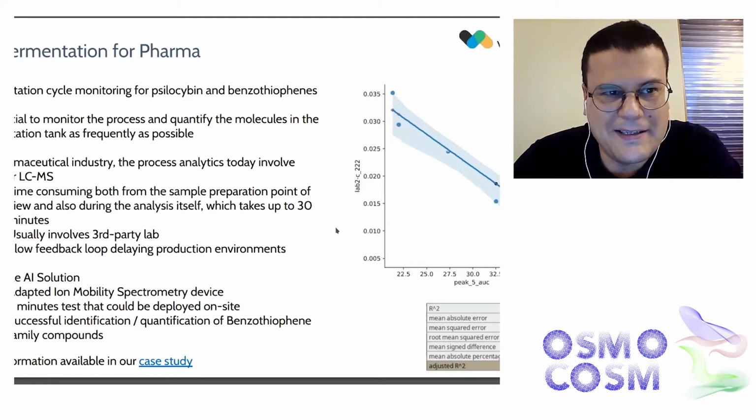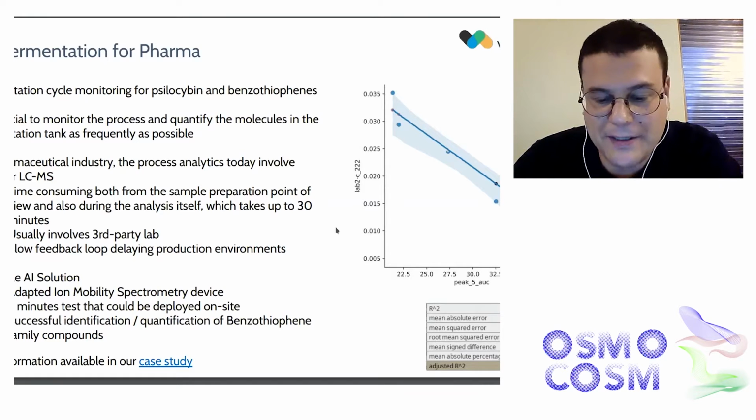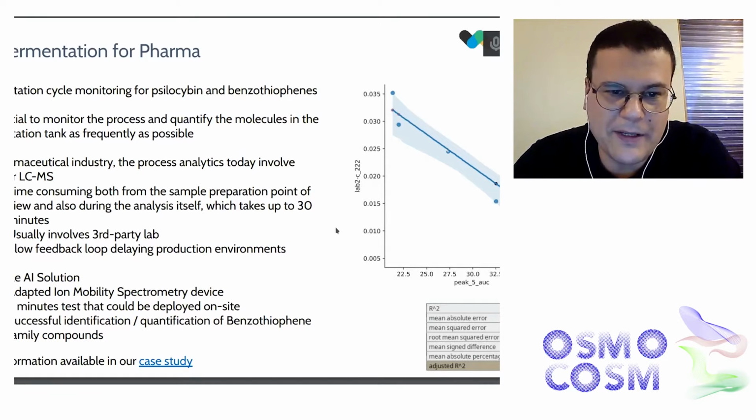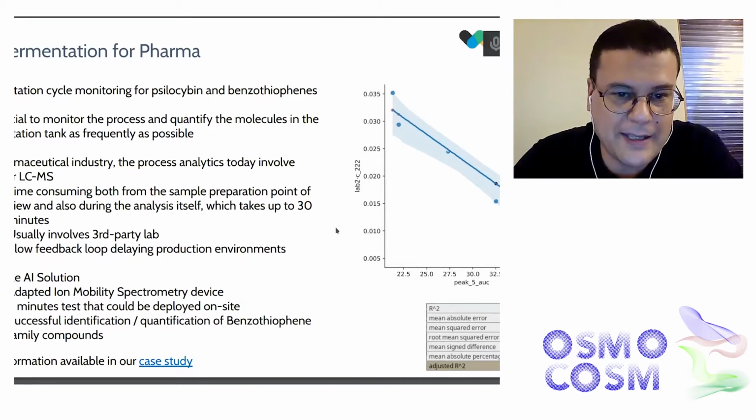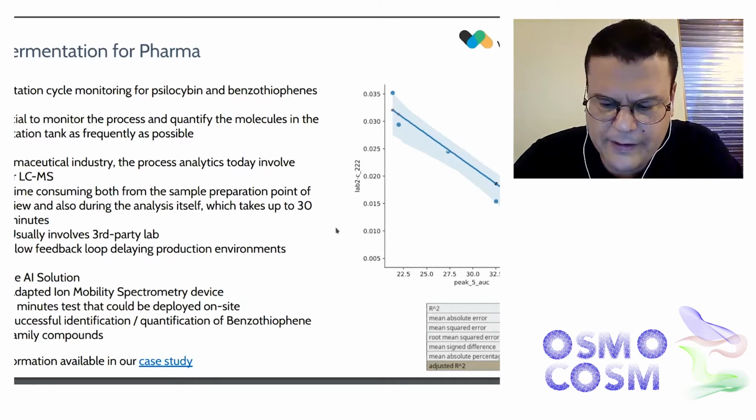One of these is yeast fermentation for the pharma industry. This was in cooperation with Xiling, a startup which is doing fermentation for psilocybin and benzothiazepines for treatment of depression. For them, it's very important to monitor this fermentation cycle because that way they can interact with it. Normally lab solutions would take days, and therefore they're interested in a fast screening solution.